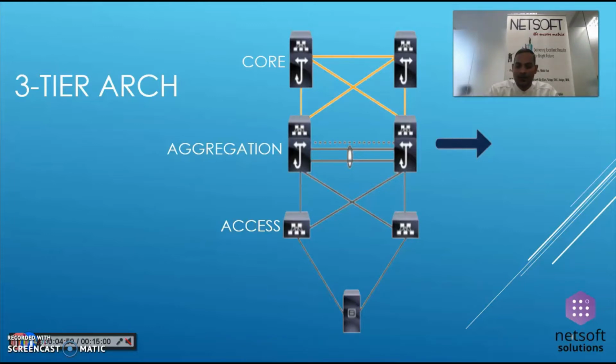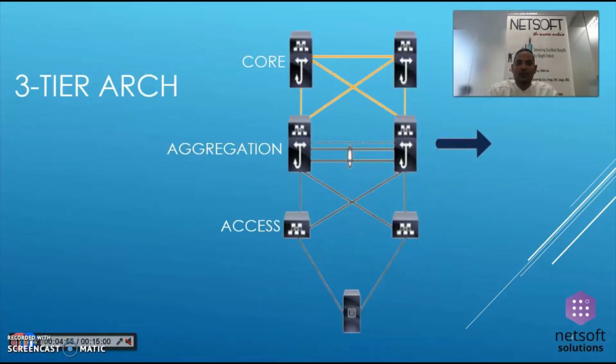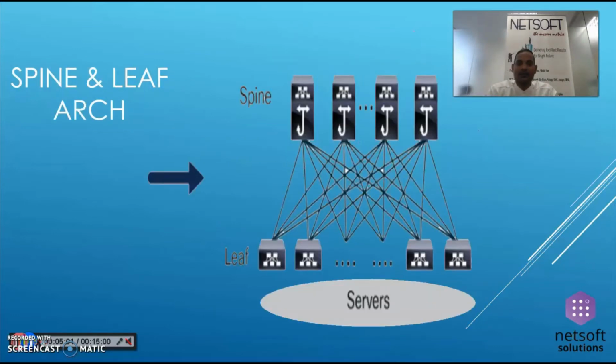But when we go through the spine and leaf architecture, you will see your core and aggregation merged into only one level, known as the spine level. The spine is the mind of your architecture, and leaf is just like the branches where you are extending. The spine will be giving the orders and the leaf will be receiving the orders.